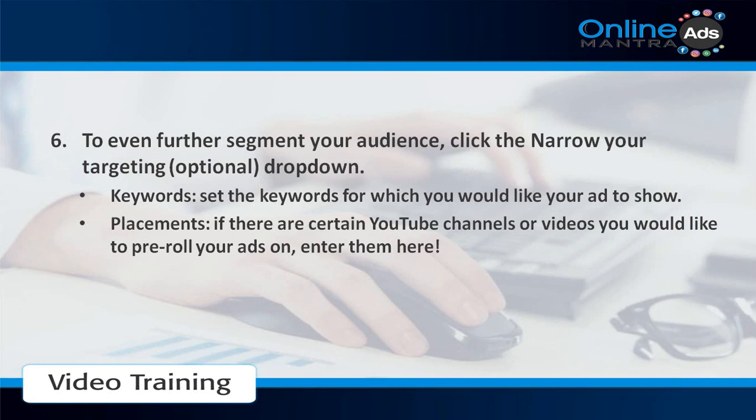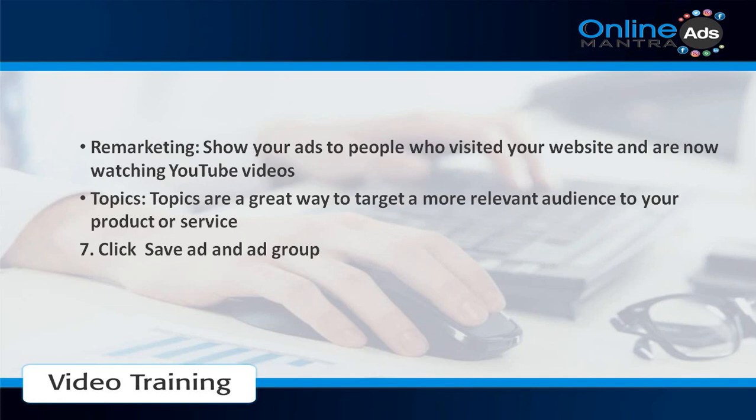Keywords. Set the keywords for which you would like your ad to show. Placements. If there are certain YouTube channels or videos you would like to pre-roll your ads on, enter them here. Remarketing. Show your ads to people who visited your website and are now watching YouTube videos. Topics. Topics are a great way to target a more relevant audience to your product or service. Click Save Ad and Ad Group.